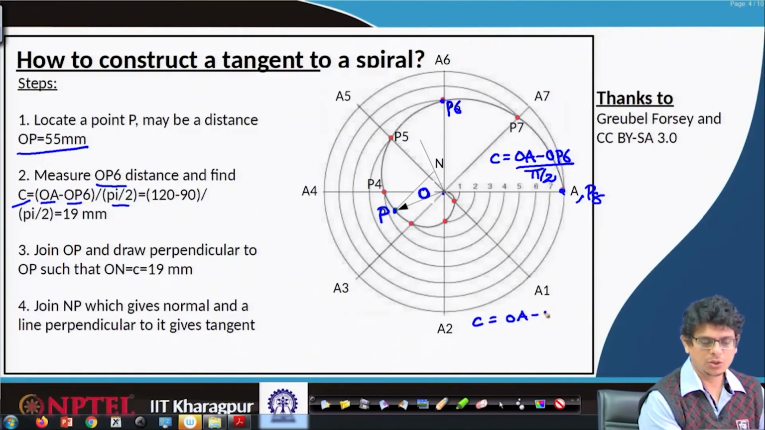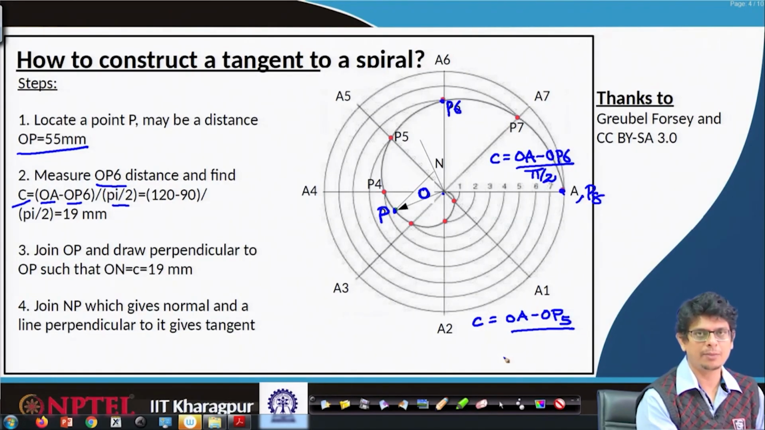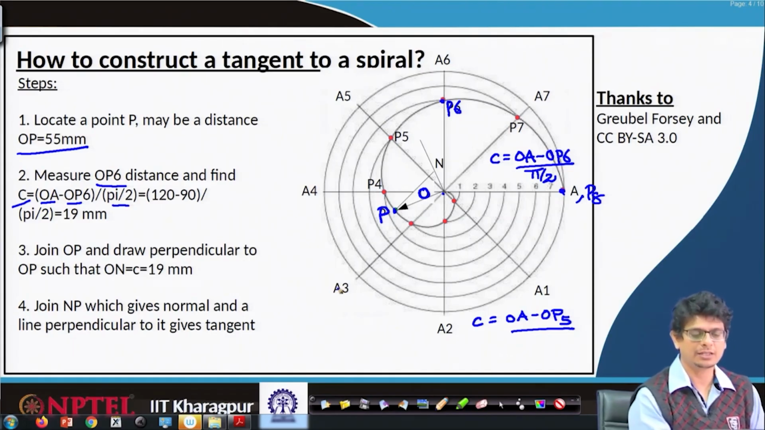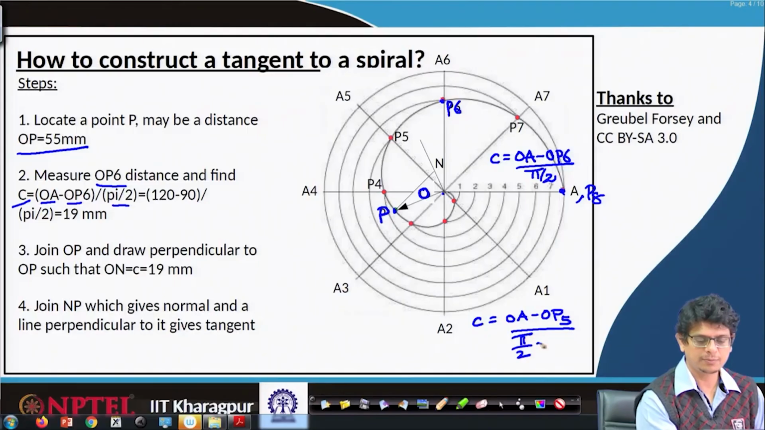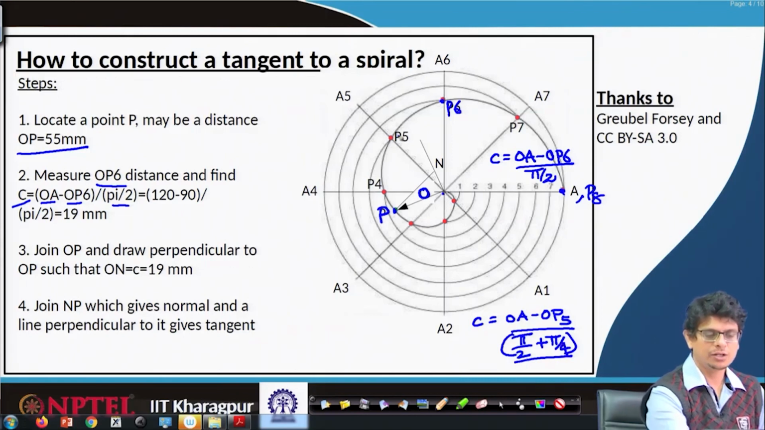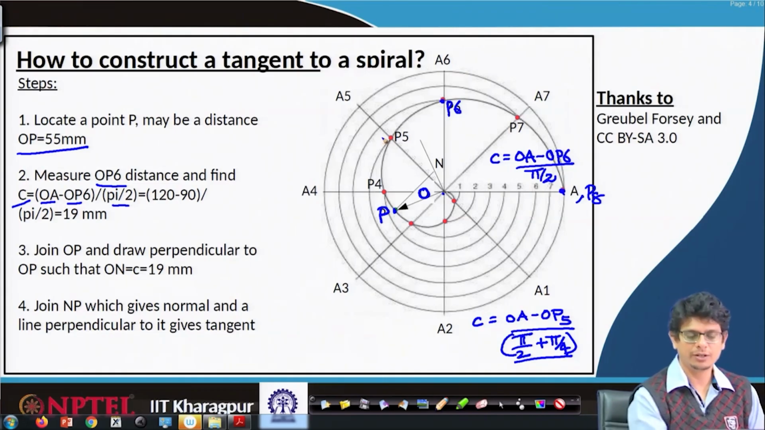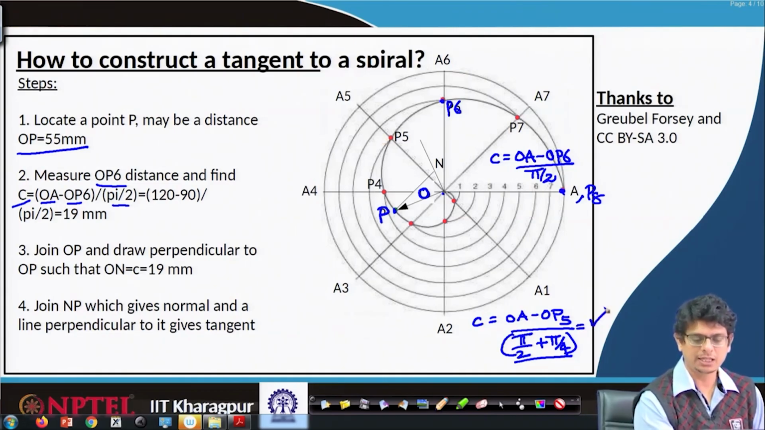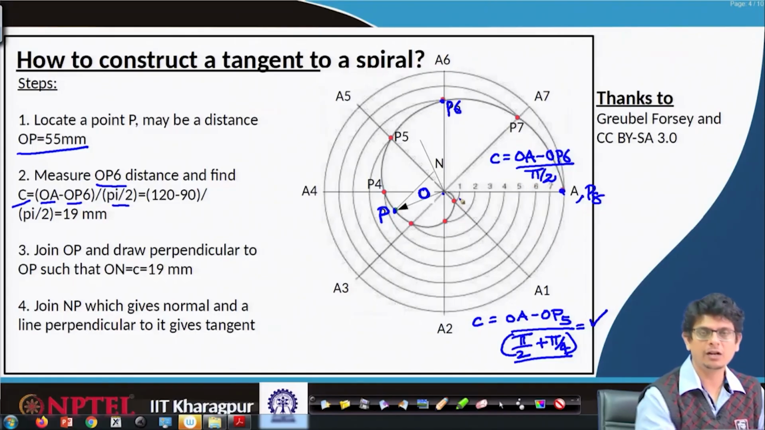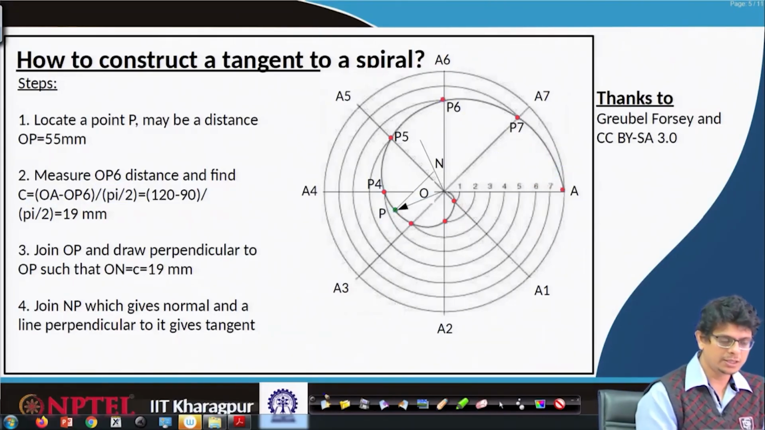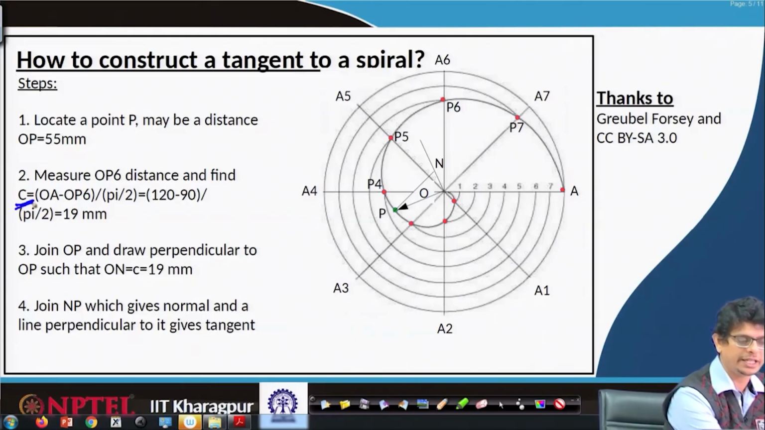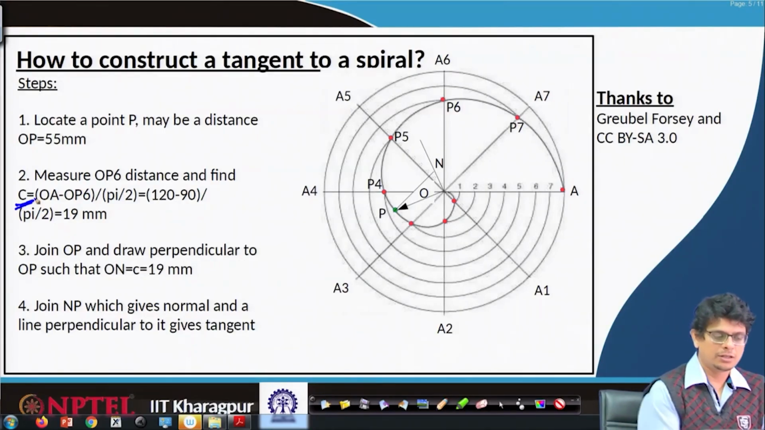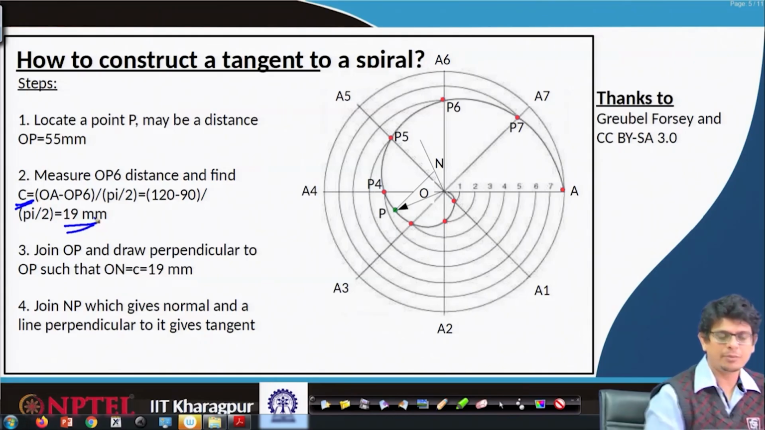C can also be OA minus OP5 by 90 plus pi by 4, plus this extra angle. So, pi by 2 plus pi by 4 angle. To cover this much angle, the distance in terms of OA minus OP5 it will cover, and this ratio always remains the same for a particular spiral that we have drawn. So, first of all, calculate that ratio C of the curve, which turns out to be 19 mm in our case.